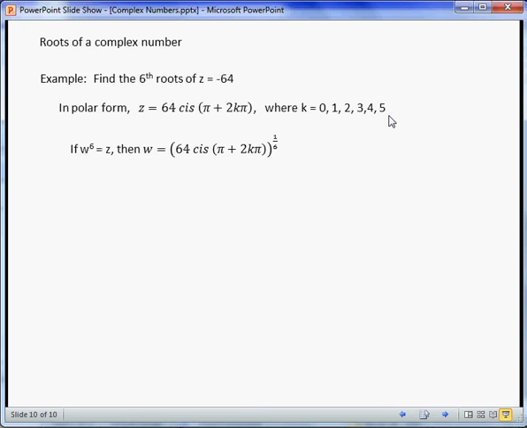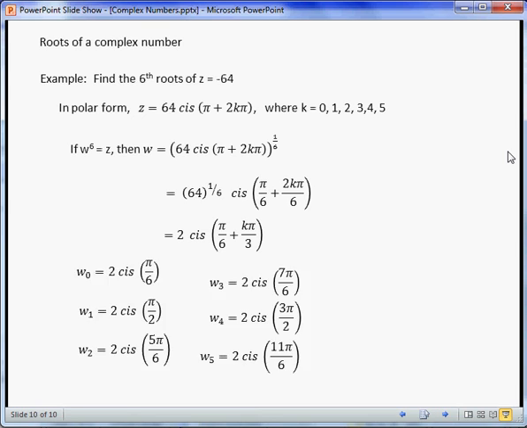So w, the roots we're looking for, have to be z to the power 1/6. Using de Moivre's theorem, we can simplify it a bit. Simplify it a bit more. Now we'll work out what our 6 roots are. Okay, subbing in the 6 different values for k.